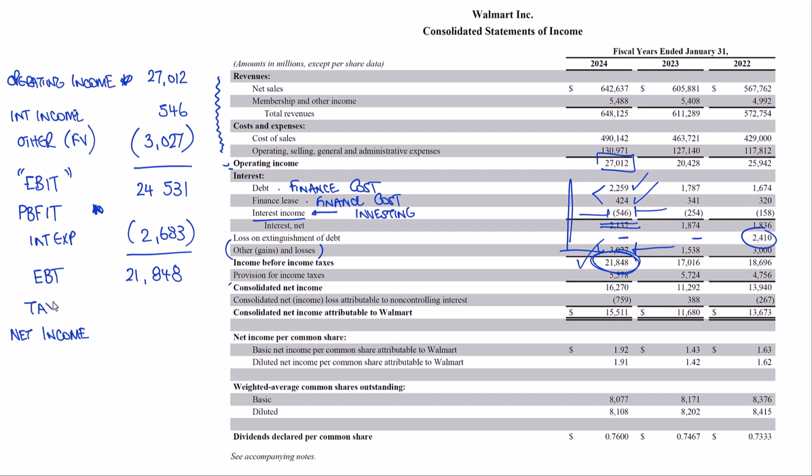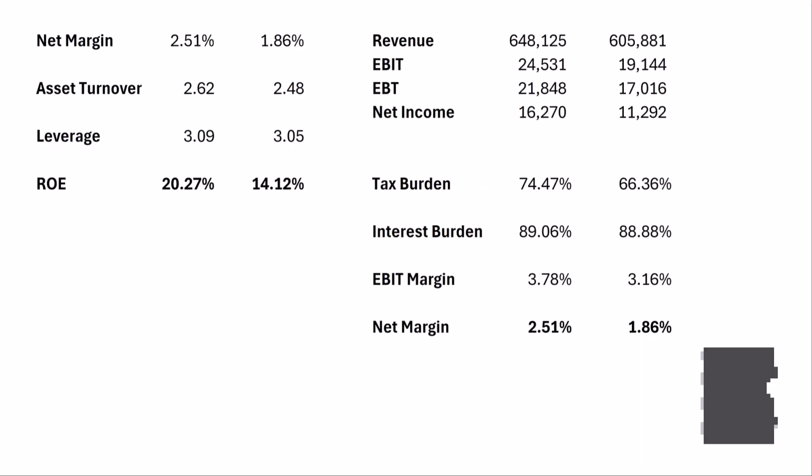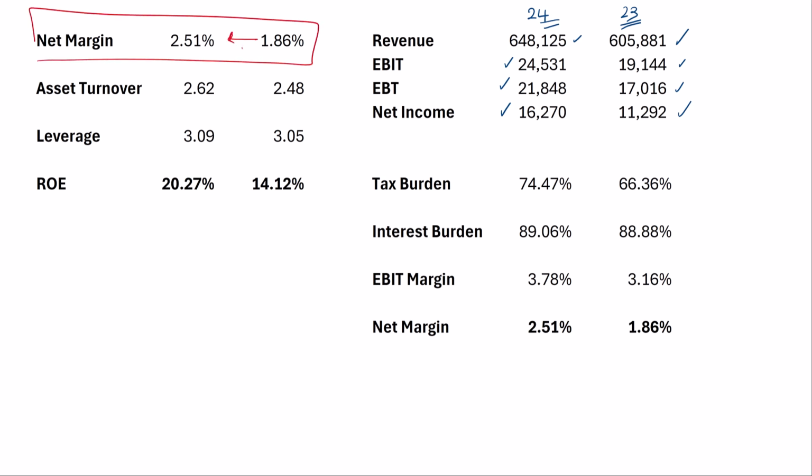Then we had our taxes, which I've just drawn over, but it does say 5578 to get to net income of 16,270. And obviously we could go on and do the same for 2023 for comparison purposes. And that's exactly what I've done here for 24 and 23. We had our revenue figures we just worked out for 24, EBIT, earnings before tax and net income. You can do the same for 2023. Then we can break down this surprising movement in net margin and try and explain it.